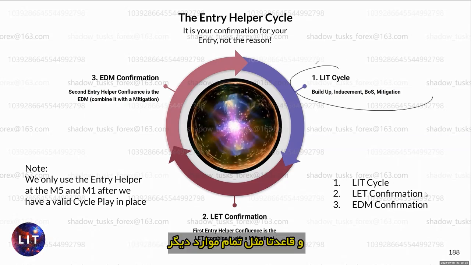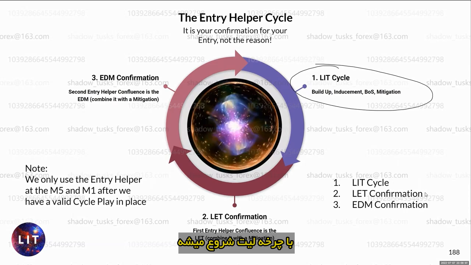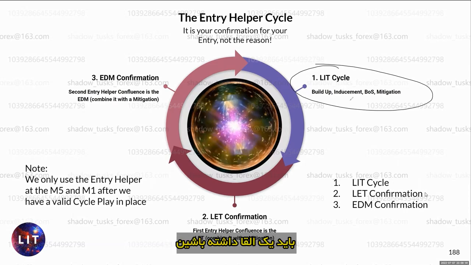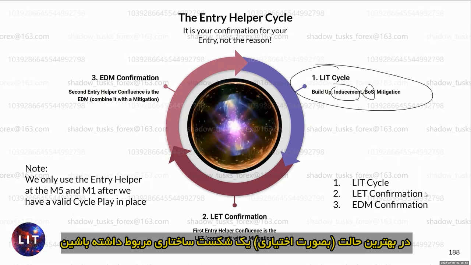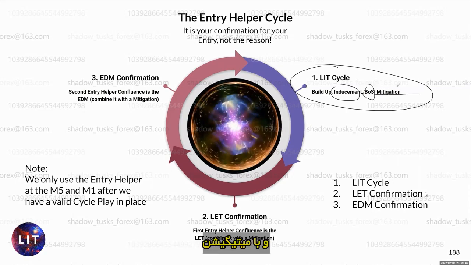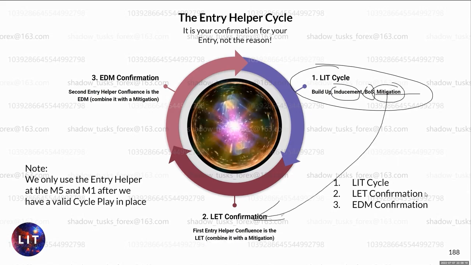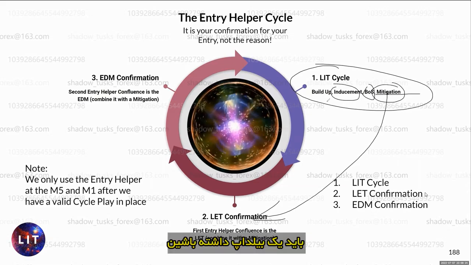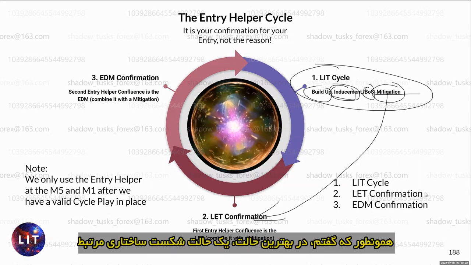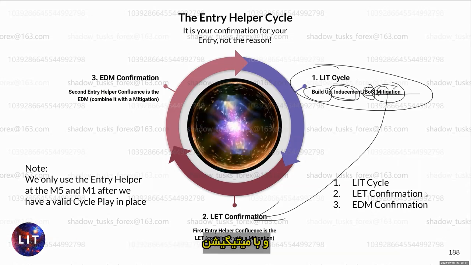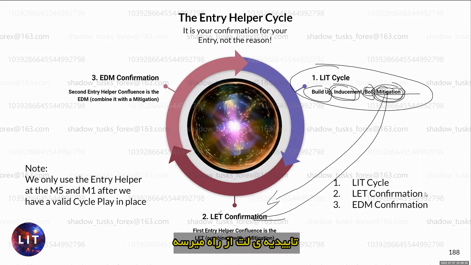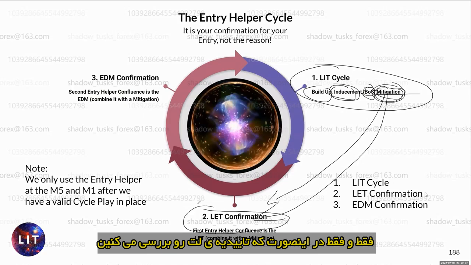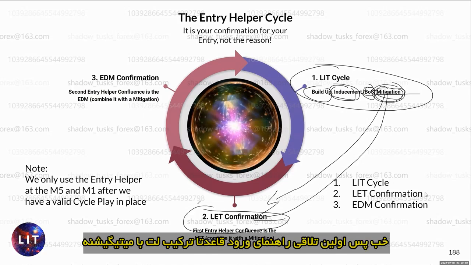And of course, as with almost everything, it starts with the LIT cycle. You have to have a build-up, you have to have an inducement, best case or optional case, and a relevant break of structure. And with the mitigation, the next cycle comes, and that is the LIT confirmation. And only then you look at the LIT confirmation, okay? So the first entry helper confluence is, of course, the LIT in combination with the mitigation.